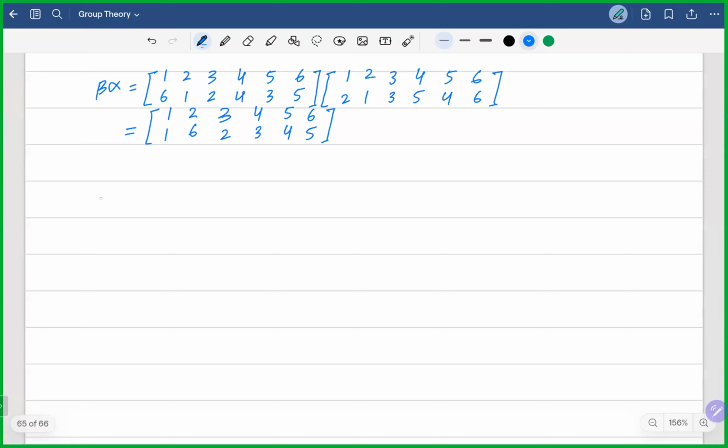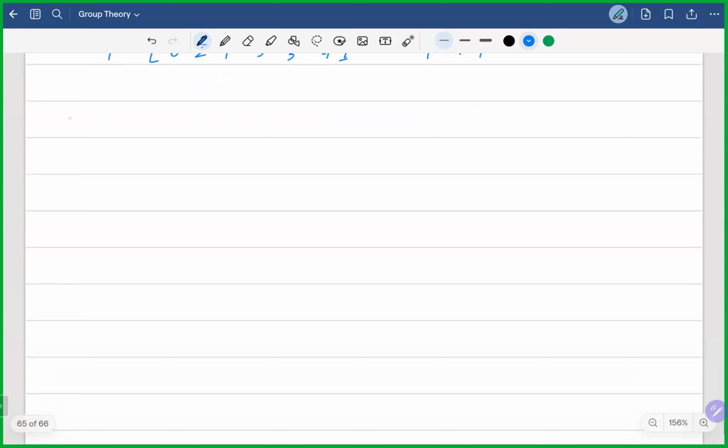And we can write alpha beta using the same procedure, but I'm going to write the answer only. That is going to be 1 goes to 6, 2 is going to be fixed, 3 is going to be 1, 4 is going to 5, 5 is going to 3, and 6 is going to 4. Alpha beta is not equal to beta alpha because the symmetric group is not commutative, is not abelian. Okay, perfect.